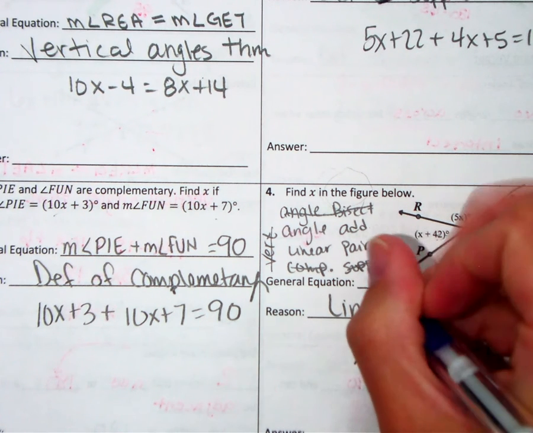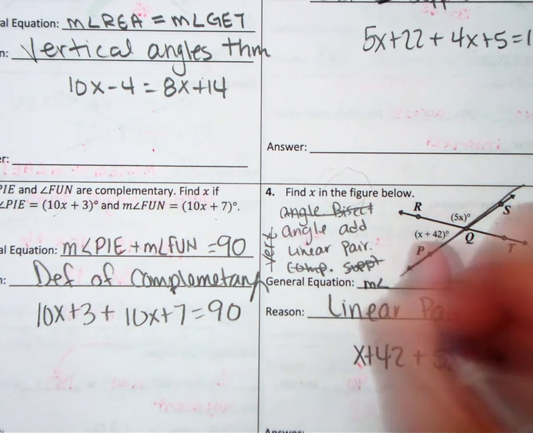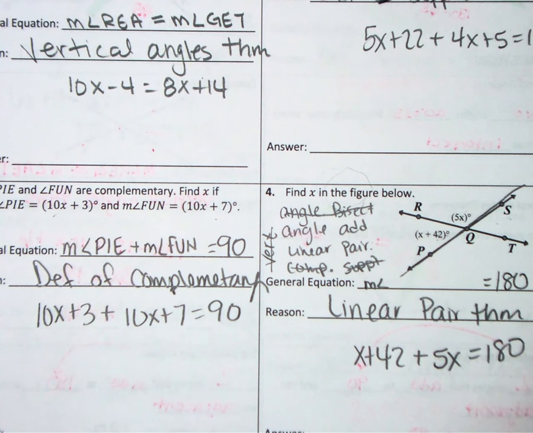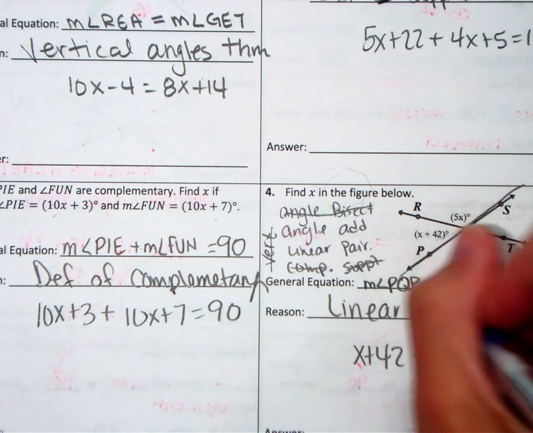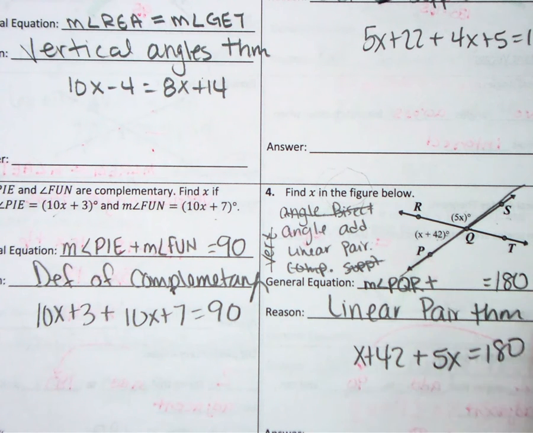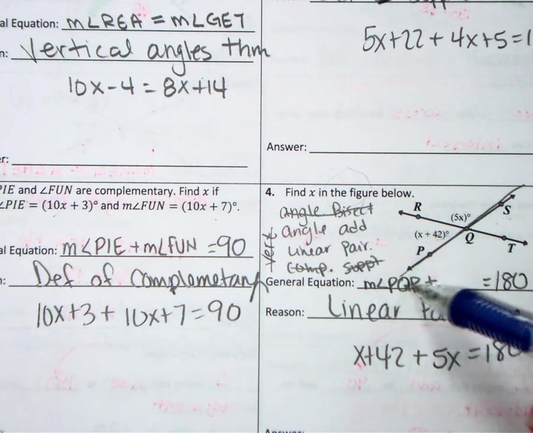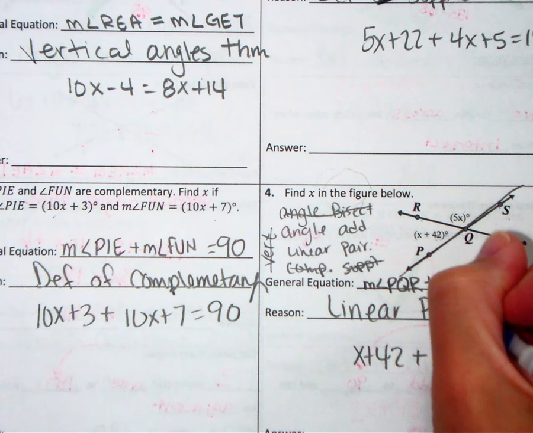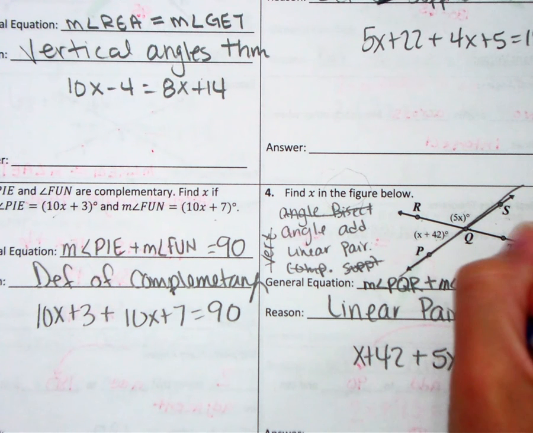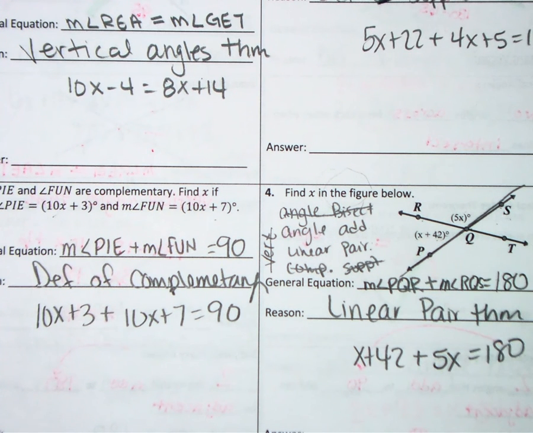So the linear pair angles would be the measure of angle PQR. Now I chose to do that one first. It doesn't matter the order that you put them in. The only thing that matters is that Q is that middle letter, RQS. Okay, and that's the 4th one.